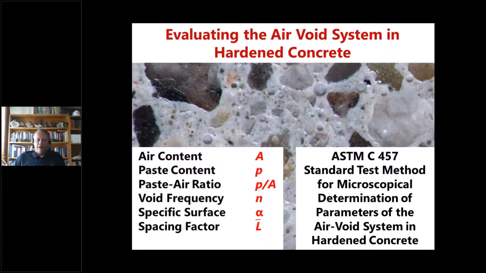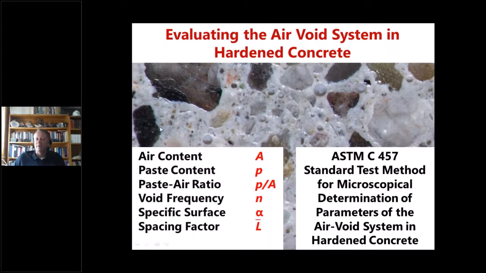When we're evaluating the air void system in hardened concrete, the method is outlined in the ASTM. It's got its own number, right? ASTM C457, officially titled the Standard Test Method for Microscopical Determination of Parameters of the Air Void System in Hardened Concrete. The ASTM outlines, among other things, sample prep procedures, polishing procedures, what to look for, how to do it, and so on and so forth. The end result of the test method is that we learn several important factors about the concrete.